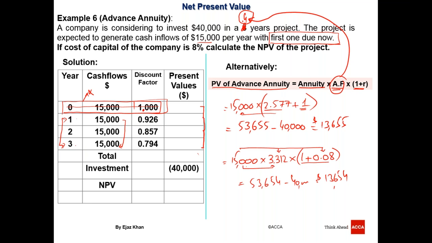Ali, 3.312 is the annuity factor for a 4 years project. If you just look at the annuity factor table, I hope you have the annuity factor table. Go to the 8% column and look at the fourth row.